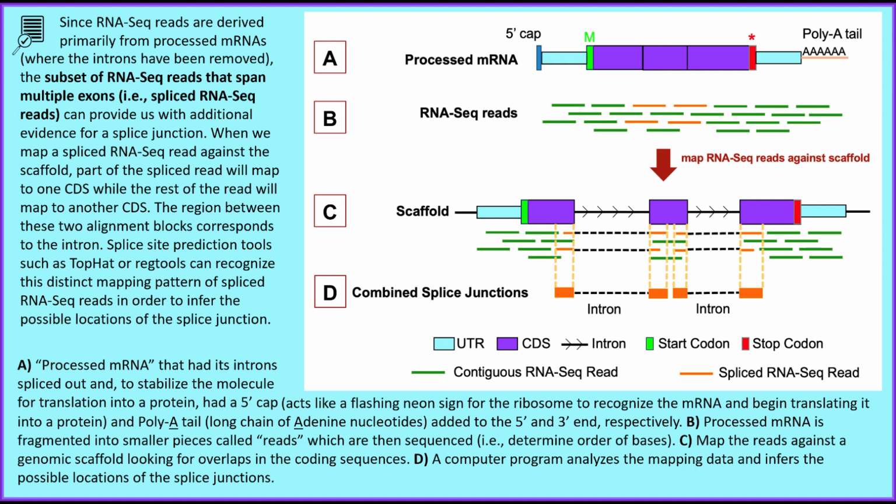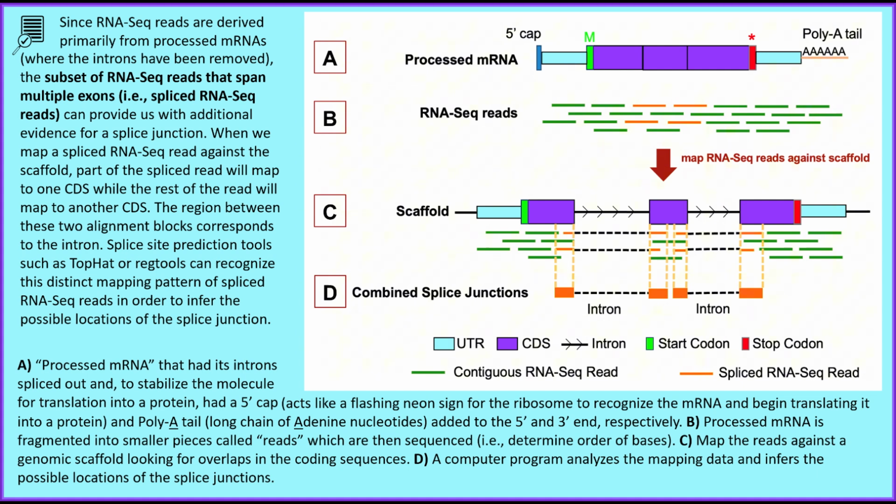Today we will be going over part 6.4, which reviews how to use spliced RNA-seq reads to verify the coordinates for intron 1. This figure here gives us a general overview of RNA-seq reads. Since RNA-seq reads are derived primarily from processed mRNAs where the introns have been removed, the subset of RNA-seq reads that span multiple exons can provide us with additional evidence for a splice junction.